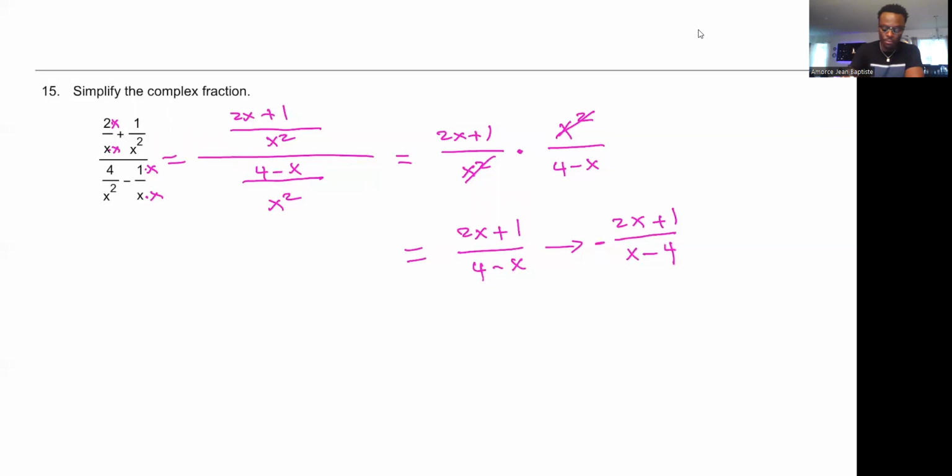If you have this also, negative 2x minus 1 over x minus 4. But all of these three are your answer.